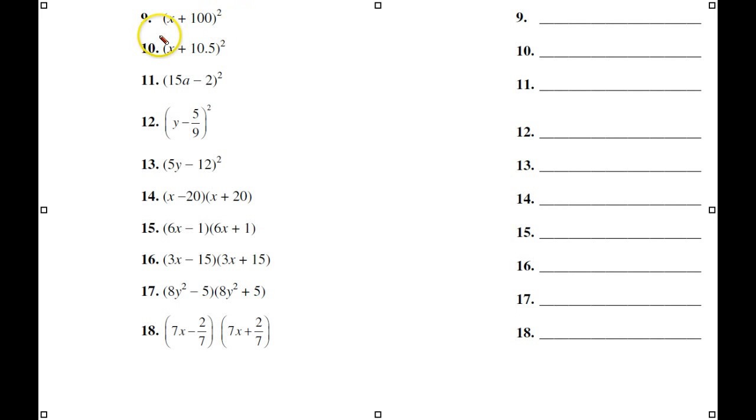Now again, we're going to use that special technique of squaring a binomial. So we square the first term, multiply these two together, that gives you 100x. Now double it, that gives you 200x. And you square 100, and that should give you 10,000.